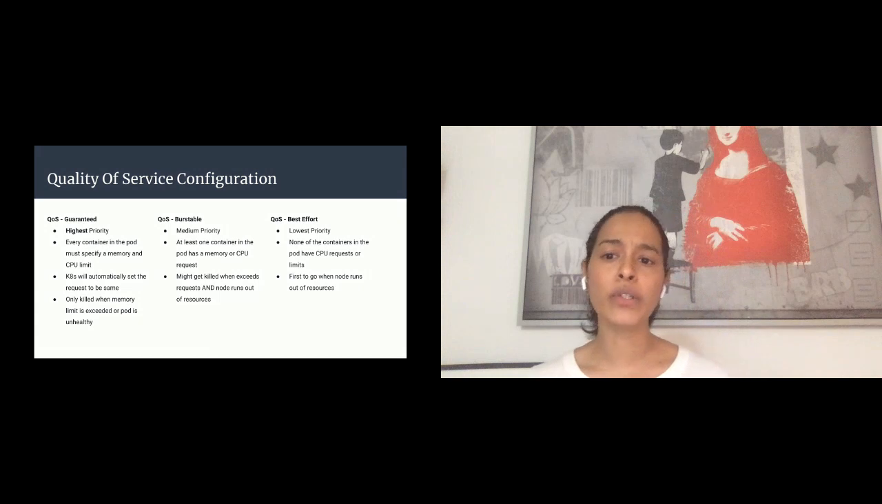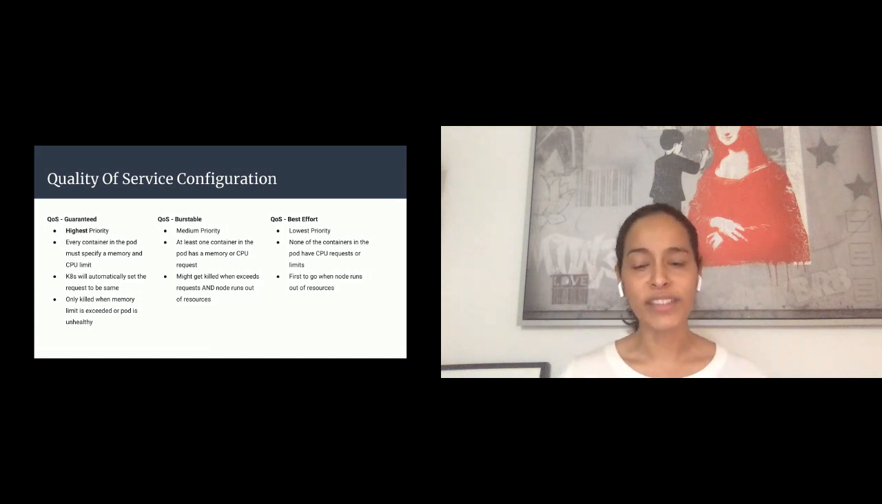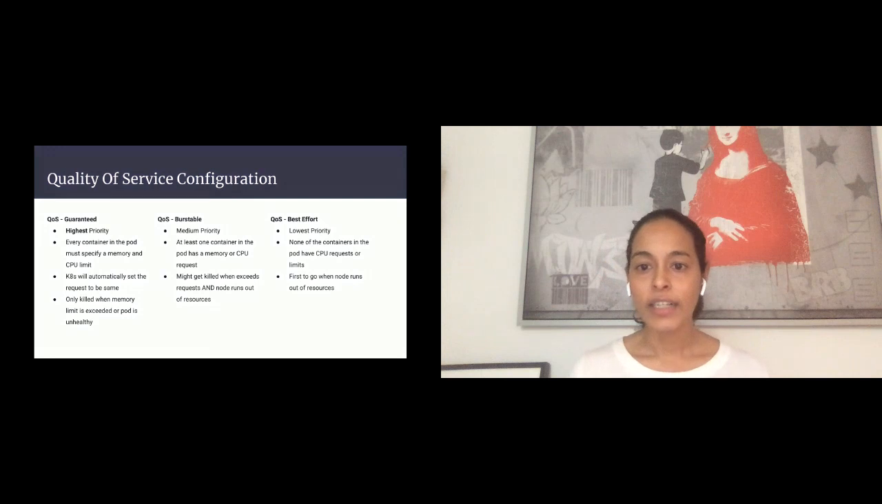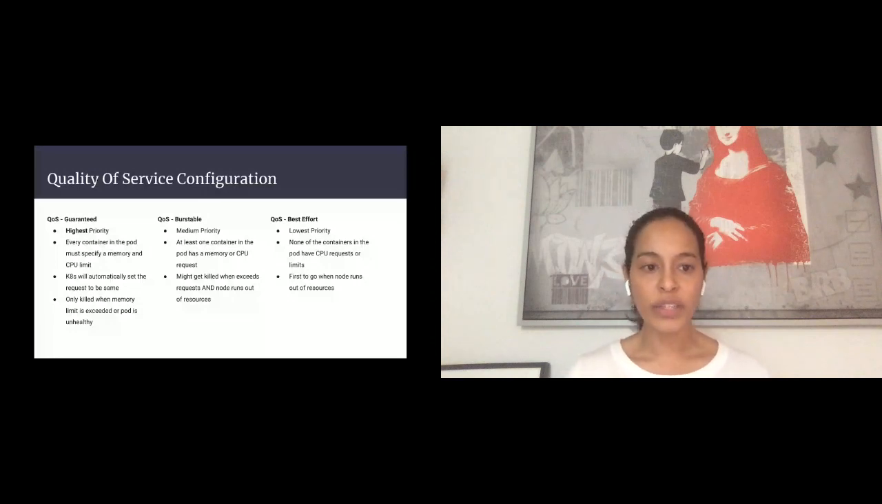Now, a question to ask here is, why can't I always use guaranteed? Sounds great. It's the highest priority. I'm just going to give all my applications the highest priority, and that's perfect. It's really a question of balance. If we ask for too much for each of the services and then the services are not using all of it, you're wasting resources, you're accruing cost for no reason.